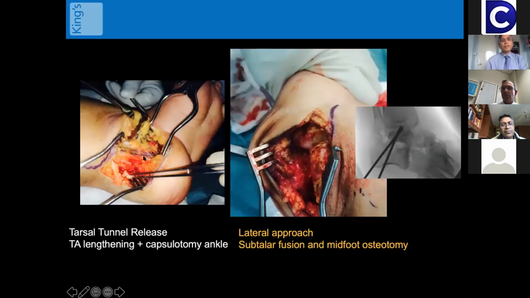So this is my tarsal tunnel release, and at the same time I sectioned the incision towards the back, and did a tendo-Achilles lengthening and capsulotomy. And this is my lateral approach.